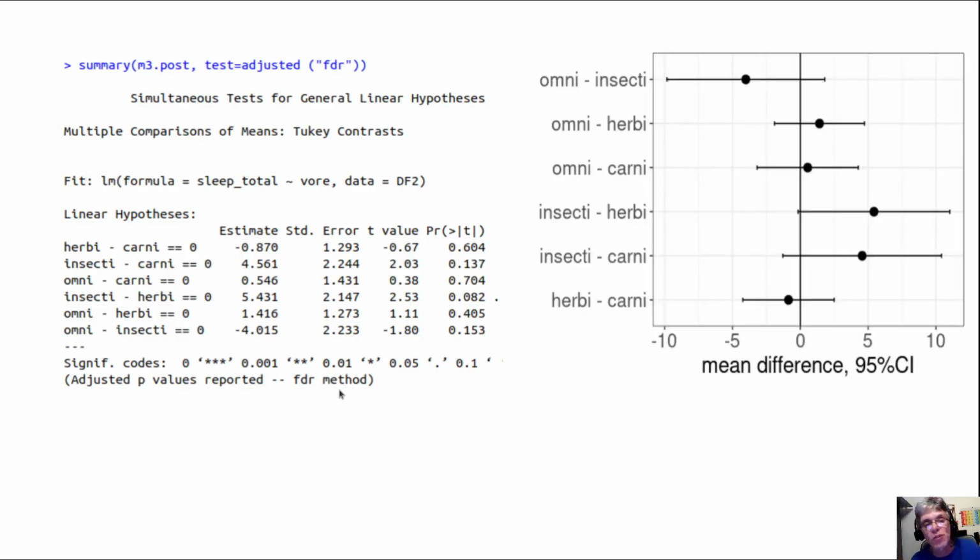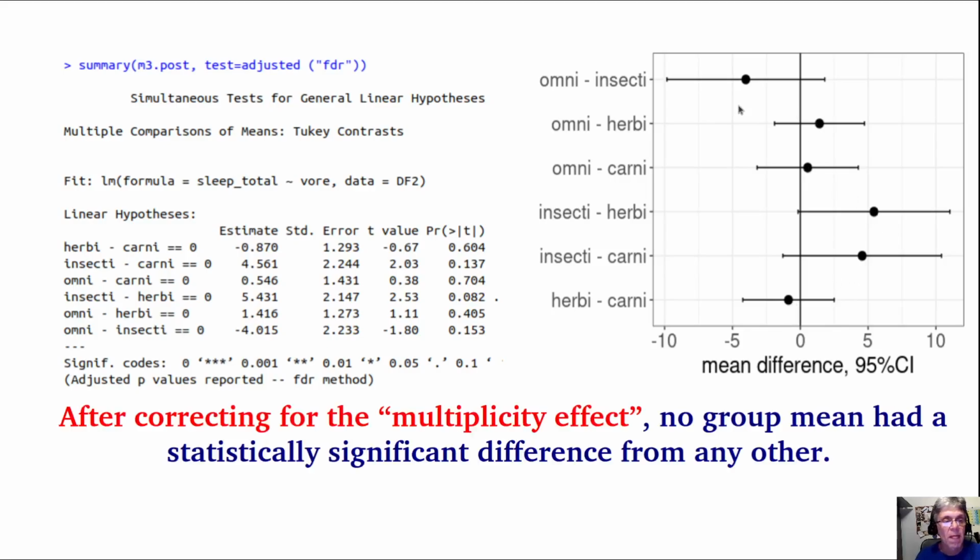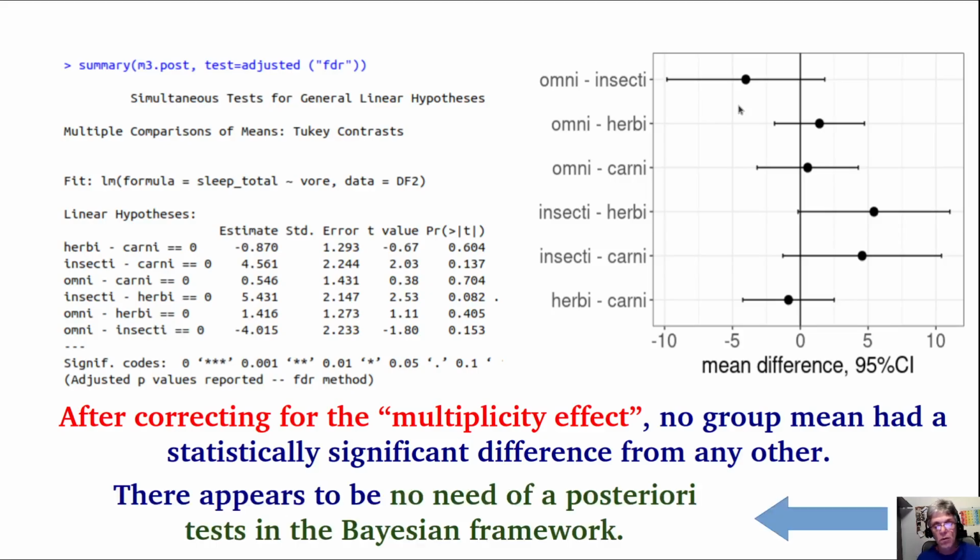We can also make a plot out of this analysis, which shows again the 95% confidence intervals, the means, the difference of means for each of these groups. So after correcting for the multiplicity effect, no grouping had a statistically significant difference from any other. So in the Bayesian framework, there appears to be no need to carry out this type of a posteriori tests and corrections. The reasons for that are somewhat abstract, and they are explained in the book.